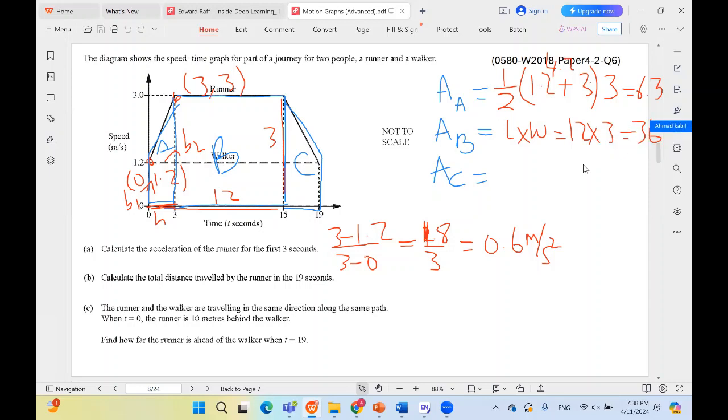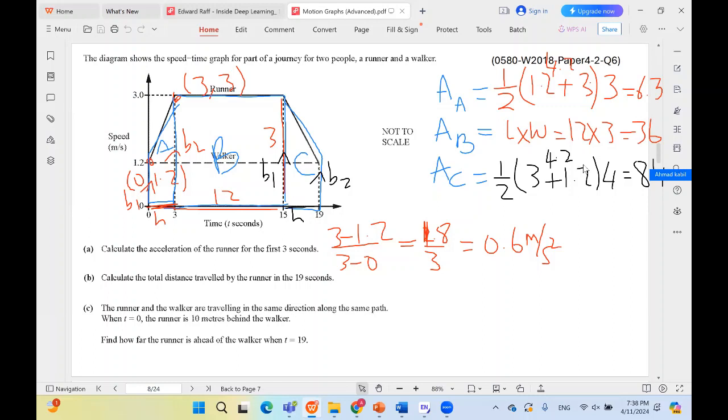For C, we have a trapezoid again. So this is B1, this is B2, and this is the height. So we just have 1 over 2 times B1, which is 3, plus B2, which is 1.2, multiplied by the distance, which is 4. So you can use your calculator. Calculate this. 3 plus 1.2 is 4.2. Half times 4.2 times 4 would be 8.4.